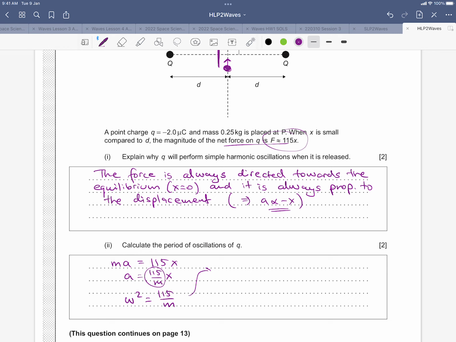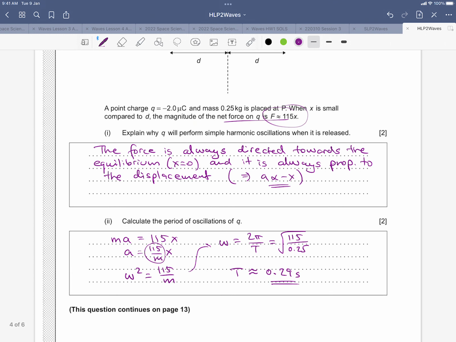So from that we can get, we're looking for the period. We know the period is hidden in the angular frequency, because omega is 2 pi over T, which is therefore equal to the square root of 115 over the mass, which they give us. And then we can just rearrange and find the period, which is 0.29 seconds. Okay, so kind of like standard simple harmonic motion question. Very, very standard. Got to really know this.